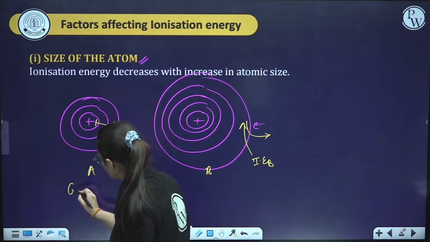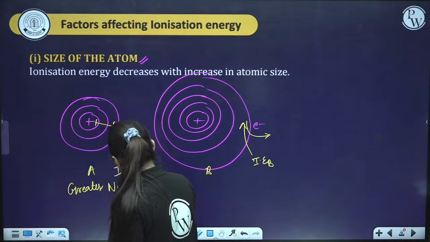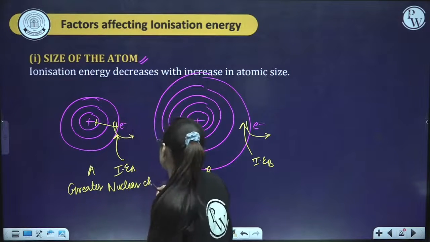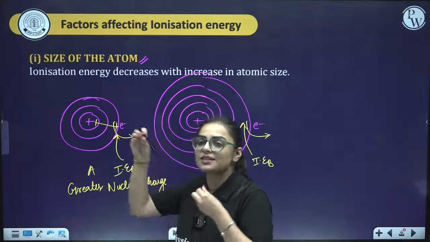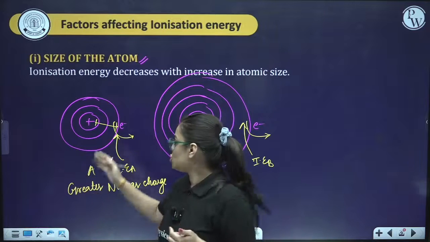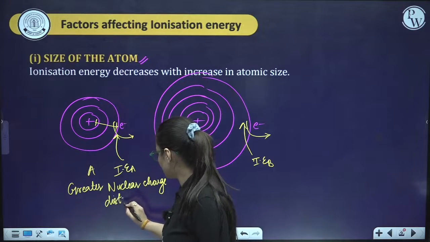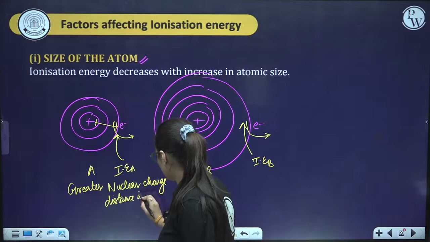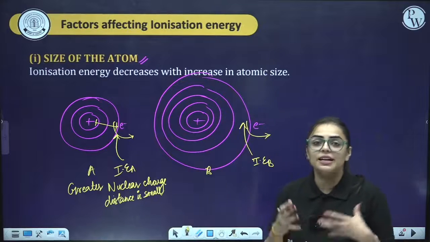Here it has a greater nuclear charge, or I can say, in bracket, the force of attraction. What is nuclear charge, students? Nuclear charge is basically the attractive force that the nucleus exhibits on the outermost shell electron. So over here it is more because the distance is less. Here the distance is small, so it will exhibit greater nuclear charge.